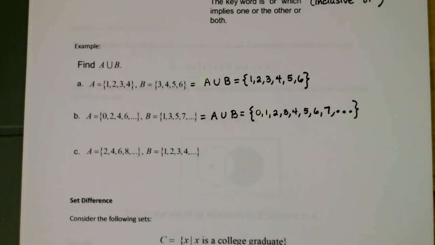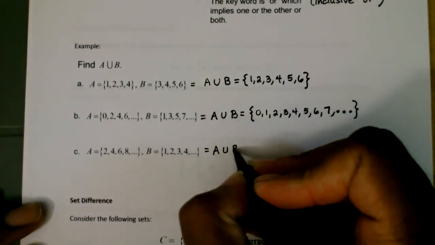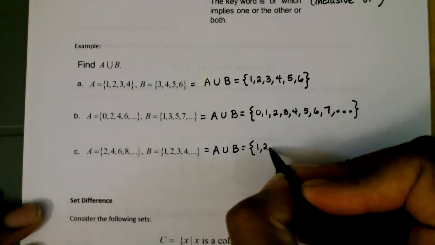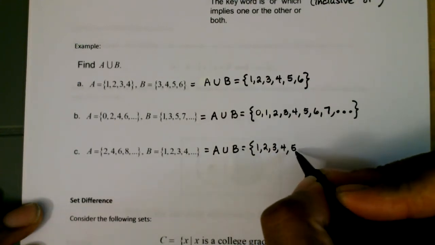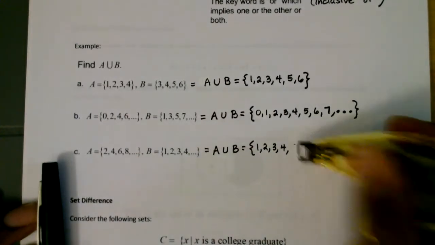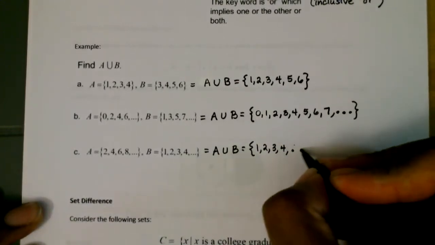And in part C, we've got A with the elements 2, 4, 6, 8, and B with the elements 1, 2, 3, 4. Okay, and I'm going to find the union of A and B. So here I'm going to put those two together and list each element only once. So here, this starts with 1, and then 2, 3, 4, and so on. And those 3 dots will include the 6 and the 8, by the way.